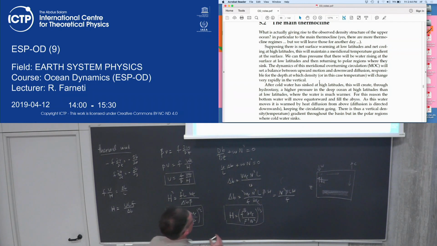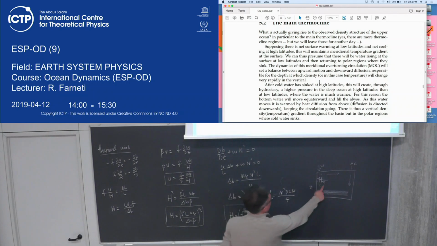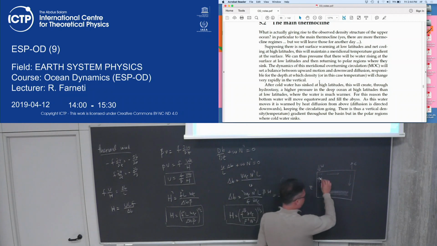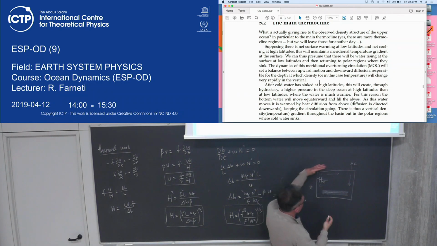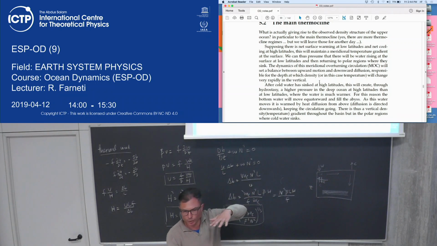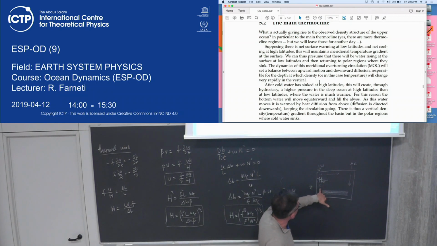So as this water moves, it is warmed by heat diffusion from above, so diffusion is directed downwards, this kappa, keeping the circulation going. Because otherwise you have just cold water sinking to the bottom, filling the abyss and staying wherever it is. You have warm water at the top, cold water at the bottom, and then it will stay as it is. But you have diffusion that turns this cold water into lighter water, and so you keep the circulation going.